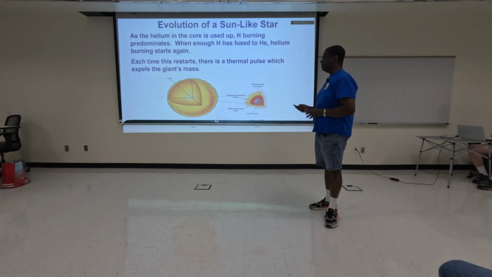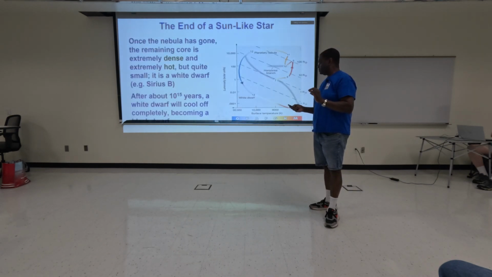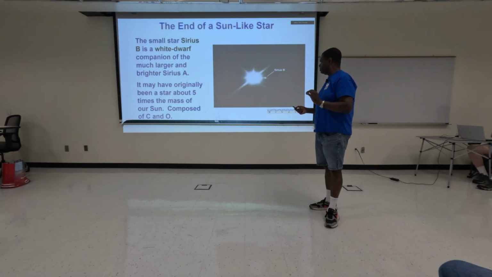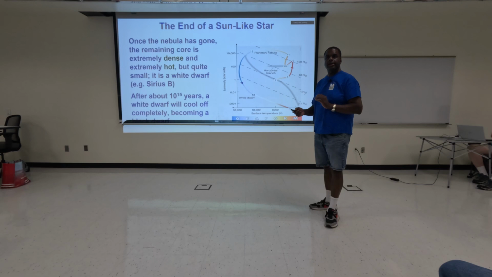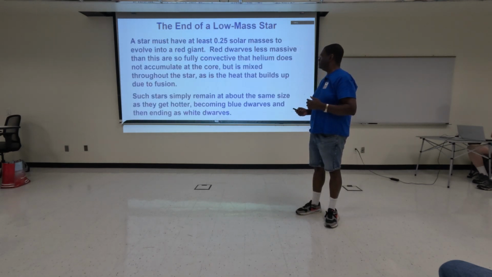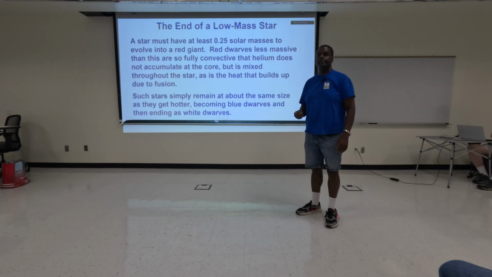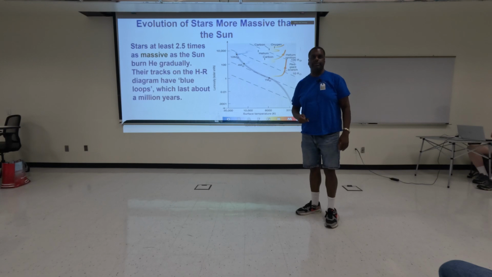And so these very tiny red dwarfs won't become giants. So what they will do is basically just start here and they just do this, which means they will just get hotter, becoming blue dwarfs and ending as white dwarfs. Now, what about stars more massive than the sun?